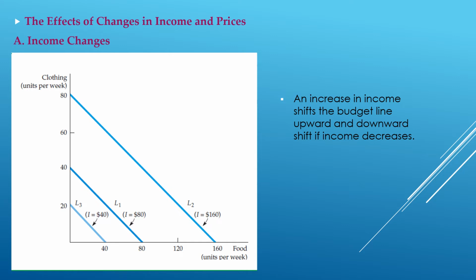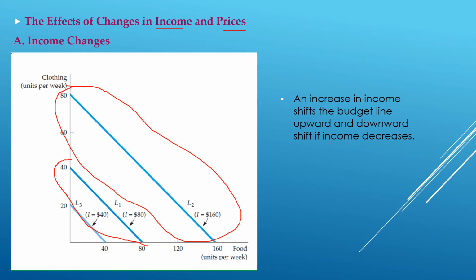Now, in the budget line, there are possible changes that could happen because our income could change, and the prices could also change. First we have an income change, and then we will deal with the price change. Remember, if there is an income change, the entire budget line will shift. Before we had $80, which is just the allocation of our income. But if your income increases to $160, you will have a higher quantity of clothing and higher quantity of food, so it will shift upward.